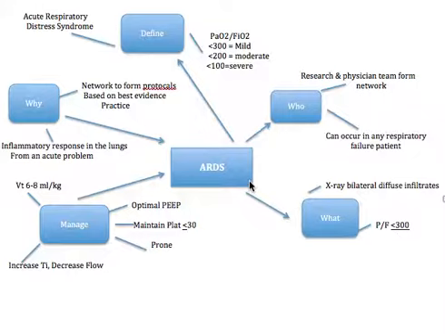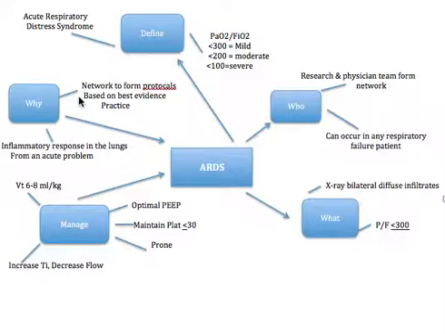If you have a patient with ARDS, why does this occur? Let's go up here to the why. ARDS occurs because there's an inflammatory response in the lungs, usually from an acute problem. It can occur with anybody, so it's just something to keep in mind.